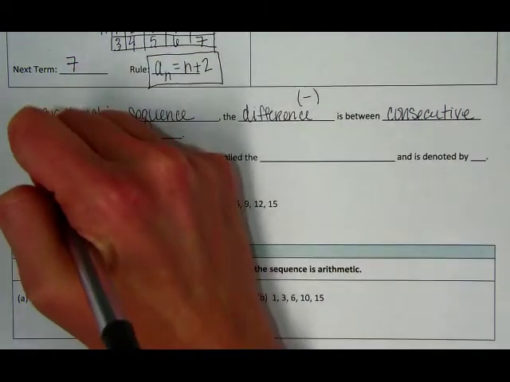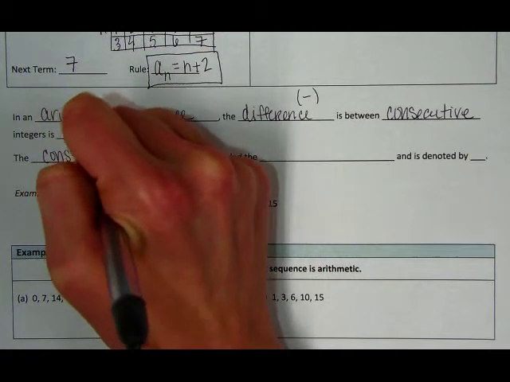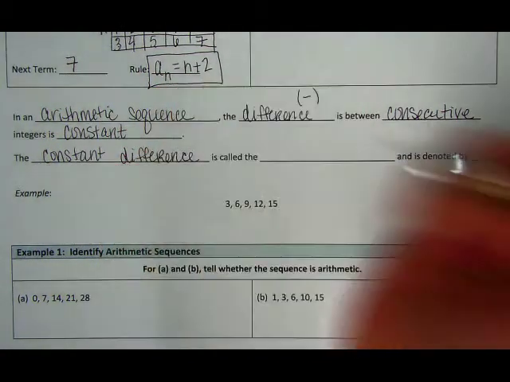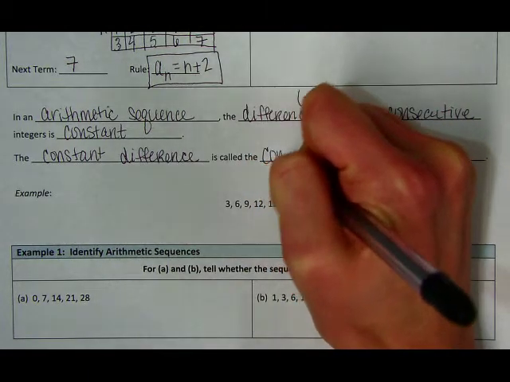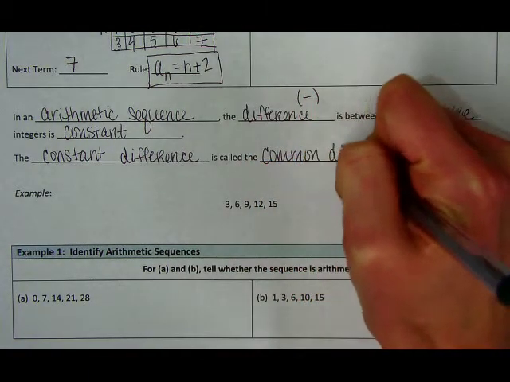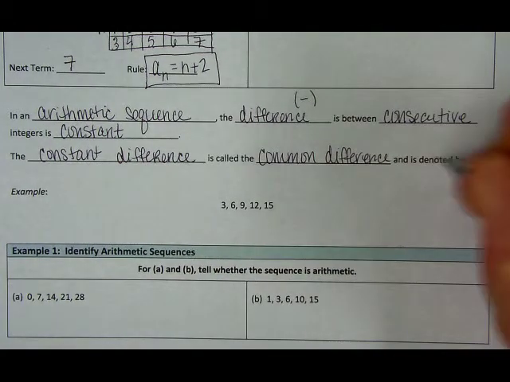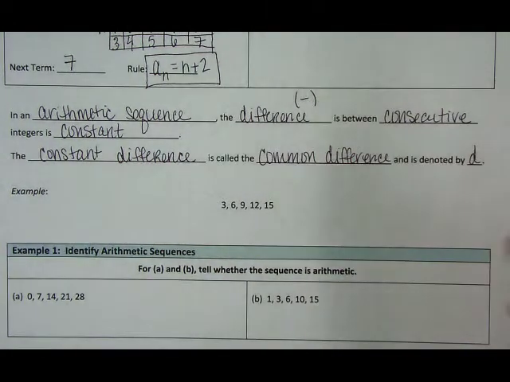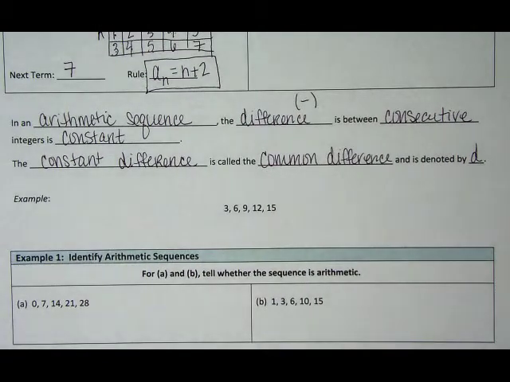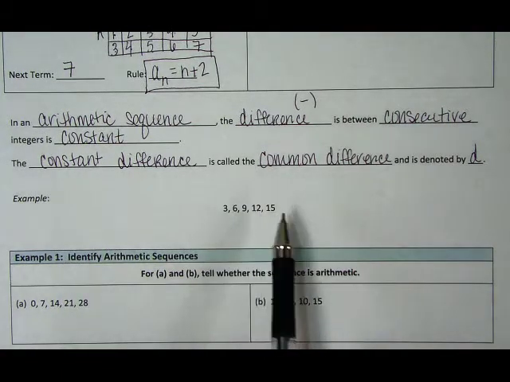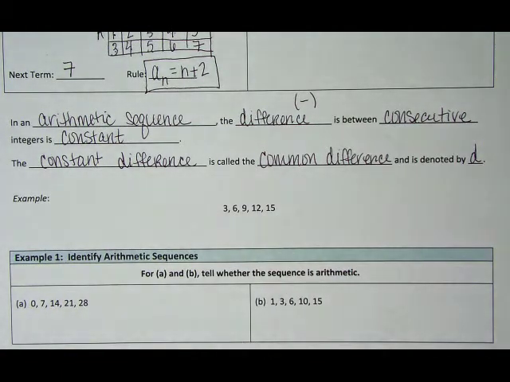The constant difference is called the common difference. And it's going to be denoted by the letter or variable D. So for example, in this next sequence, we go from 3 to 6 to 9 to 12 to 15. So obviously we are adding 3 to get to the next term.